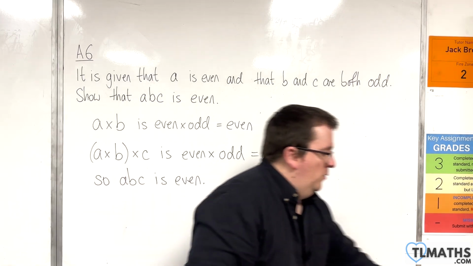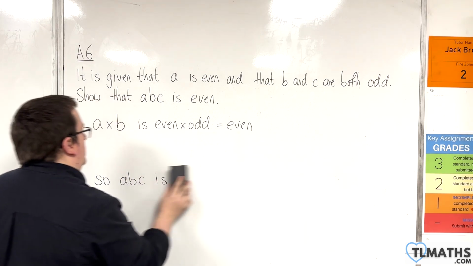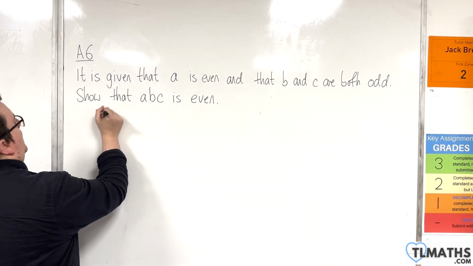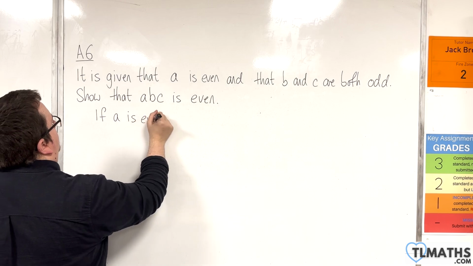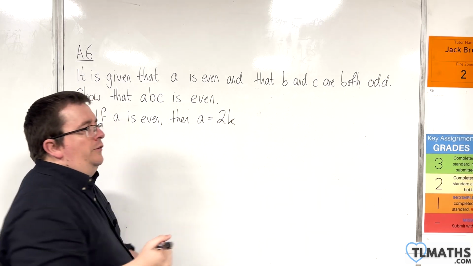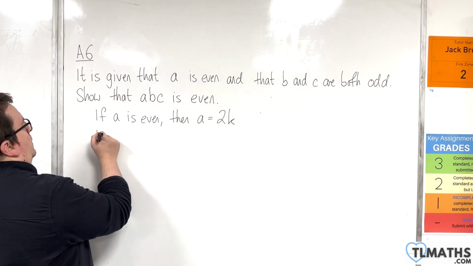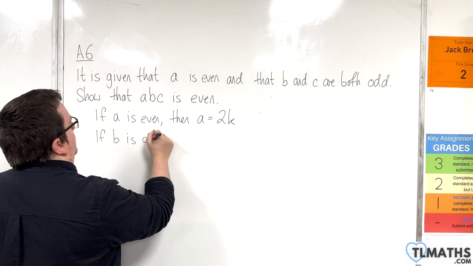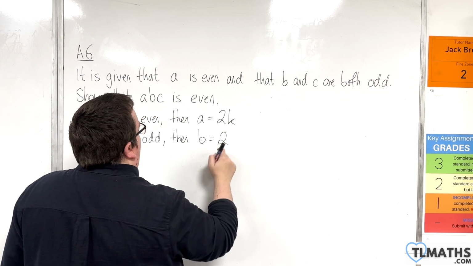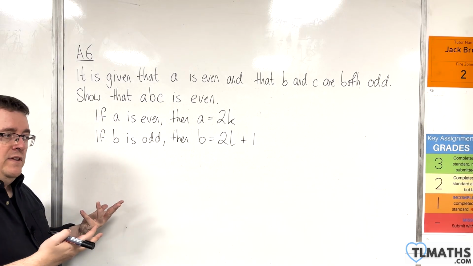Now, we could go one better with showing this algebraically and say that if A is even, then we can write A as 2 times some integer k. So let's write it as 2k. If B is odd, then B can be written as some even number, so 2l plus 1. So it's 1 more than an even number.